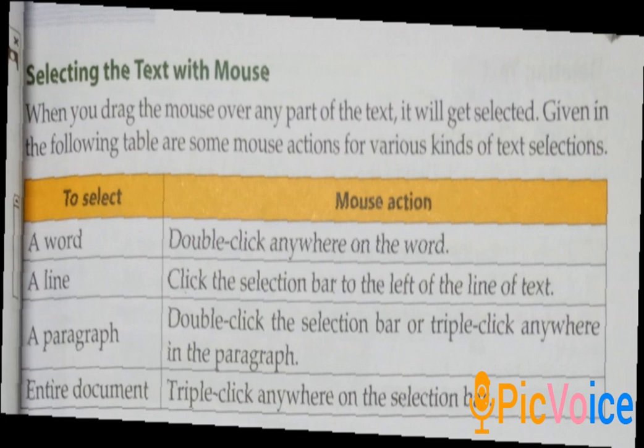Dear students, by using the mouse we can select the word, line, paragraph or whole document. In this table, on the left side is given the part of the text to select and on the right side is given the mouse action, and how to use the mouse to select the word, line, paragraph and document.